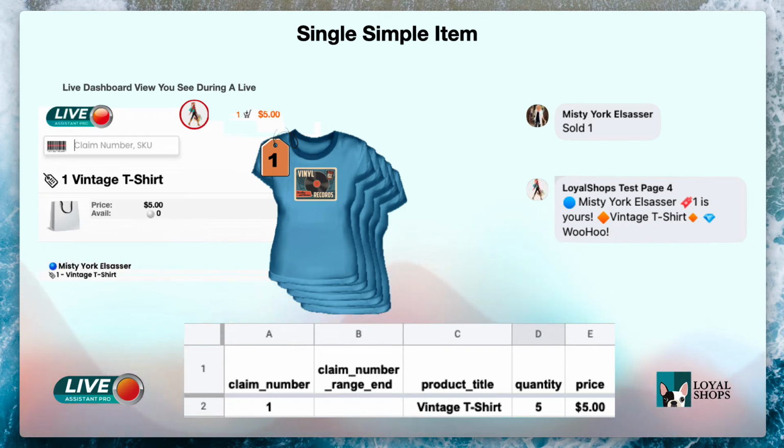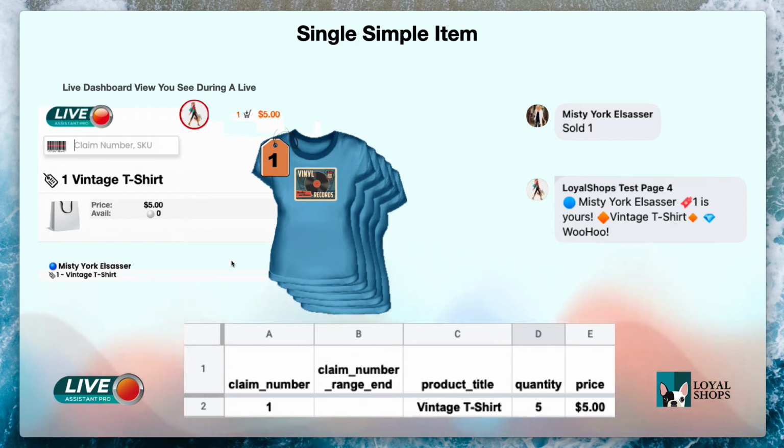So here's a single shirt. It's a blue shirt that we're calling a vintage t-shirt. It's got a little record on it. And we just happen to have 5 of these. It doesn't have a size attached to it, and it's $5. So item number 1, vintage t-shirt, quantity 5, $5. Very, very simple. When someone claims that item, "sold 1," it's going to come up with her name, item number 1, vintage t-shirt as the description, and she's bought it.